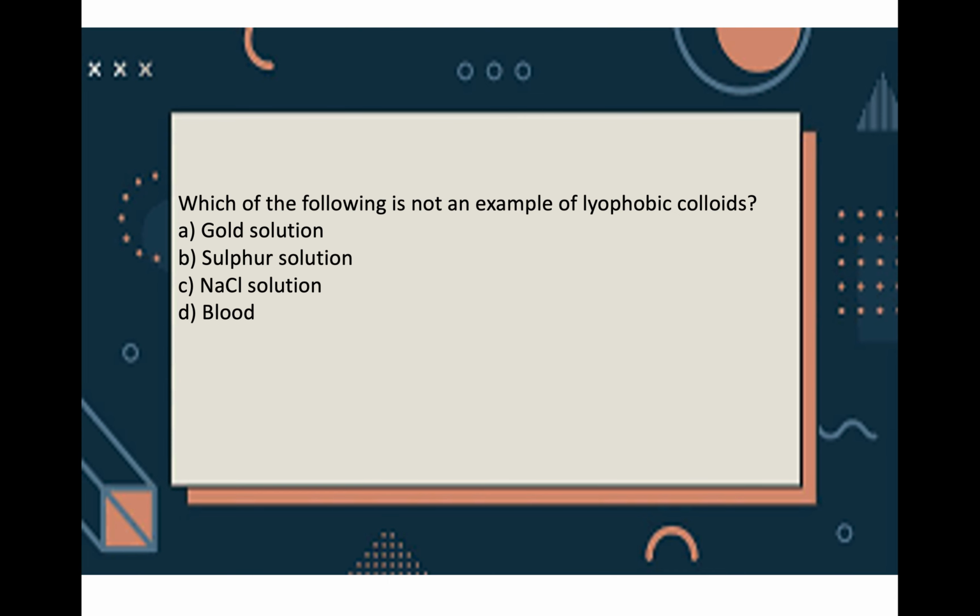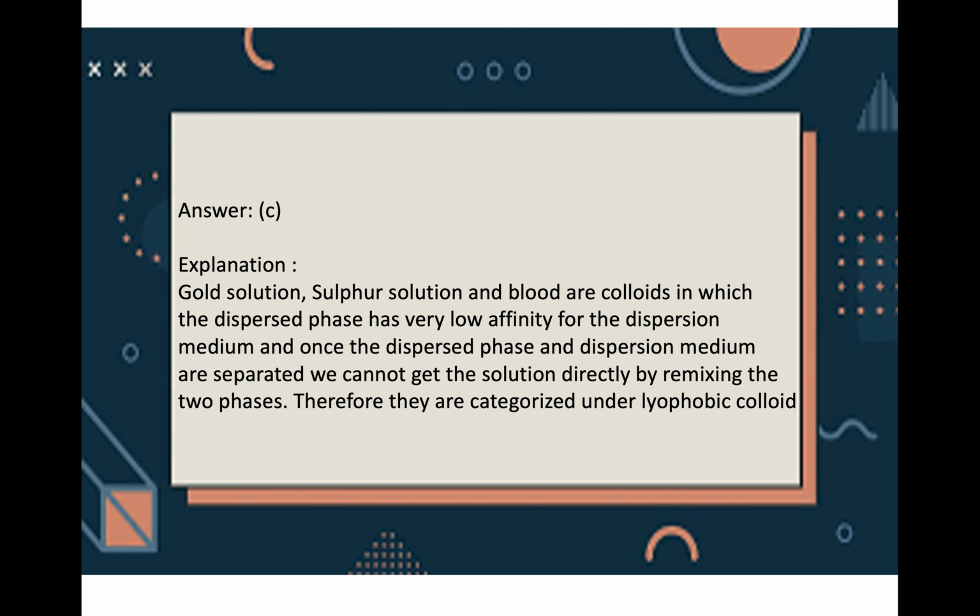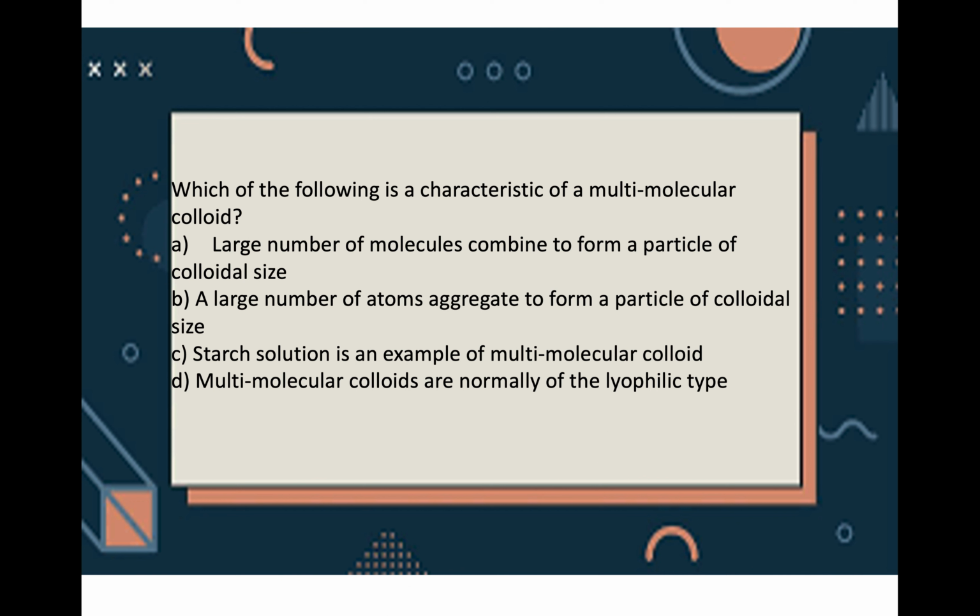Which of the following is not an example of lyophobic colloids? A. Gold solution, B. Sulfur solution, C. NaCl, and D. Blood. So the answer is NaCl solution, because gold solution, sulfur solution and blood are colloids in which the dispersed phase has a very low affinity for the dispersion medium, and once the dispersed phase gets separated from the dispersion medium, it is not able to remix and get back the original solution, so they can be categorized under lyophobic colloids.